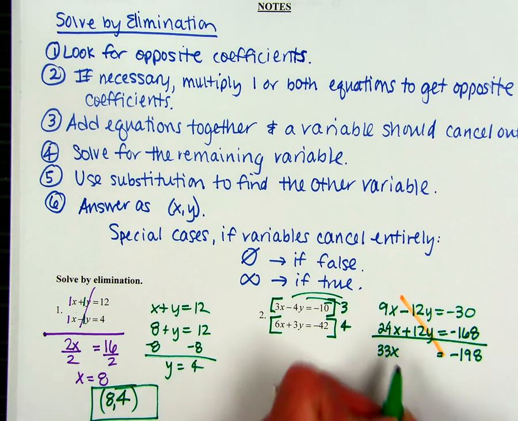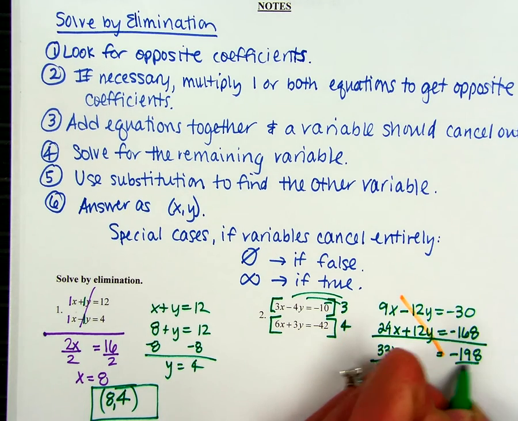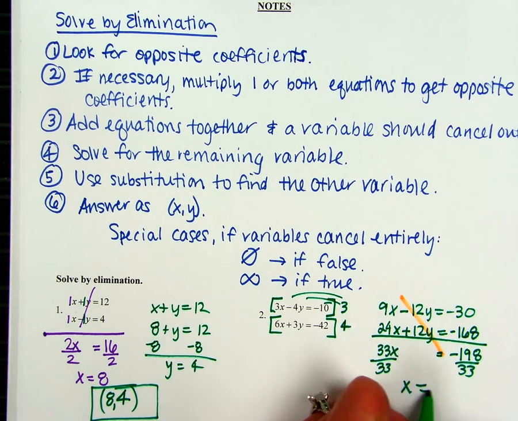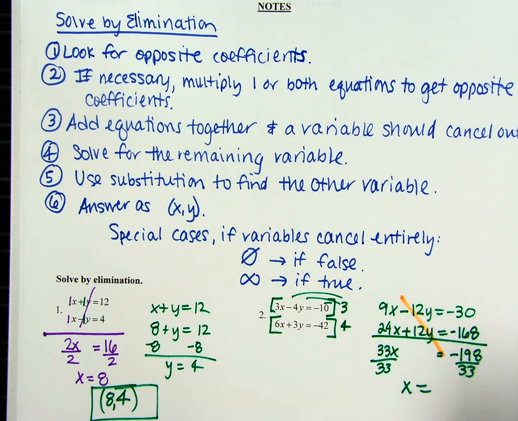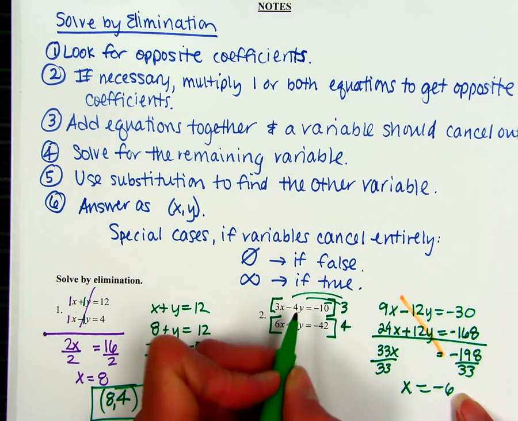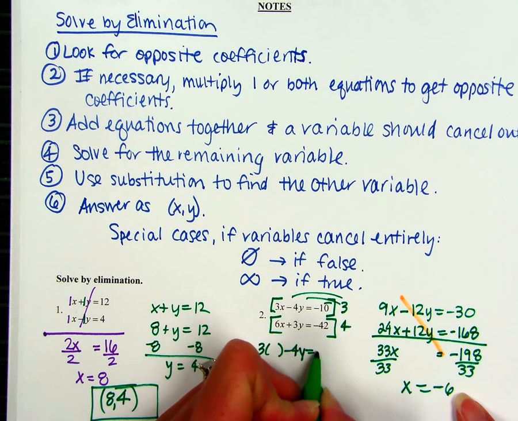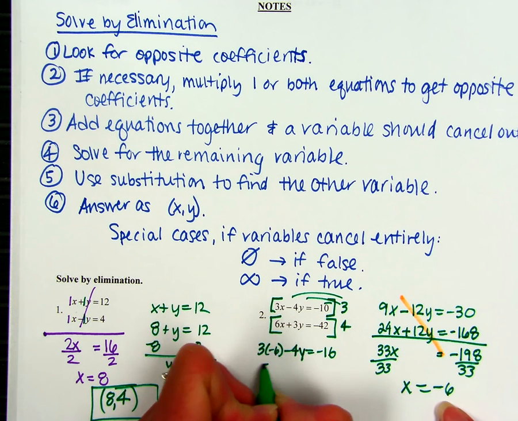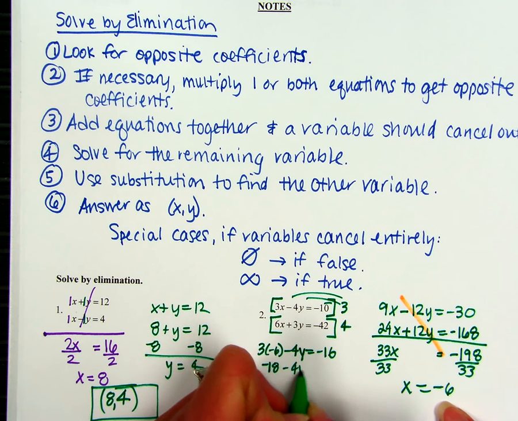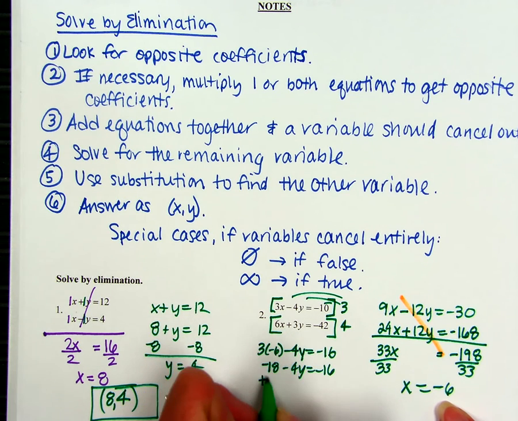So now I'm going to divide, and I get x equals negative 6. All right, so go back, substitute it in, let's say the top equation, 3 times x minus 4 times y equals negative 10, and I'm going to put in my negative 6. So I have negative 18 minus 4y equals negative 16.